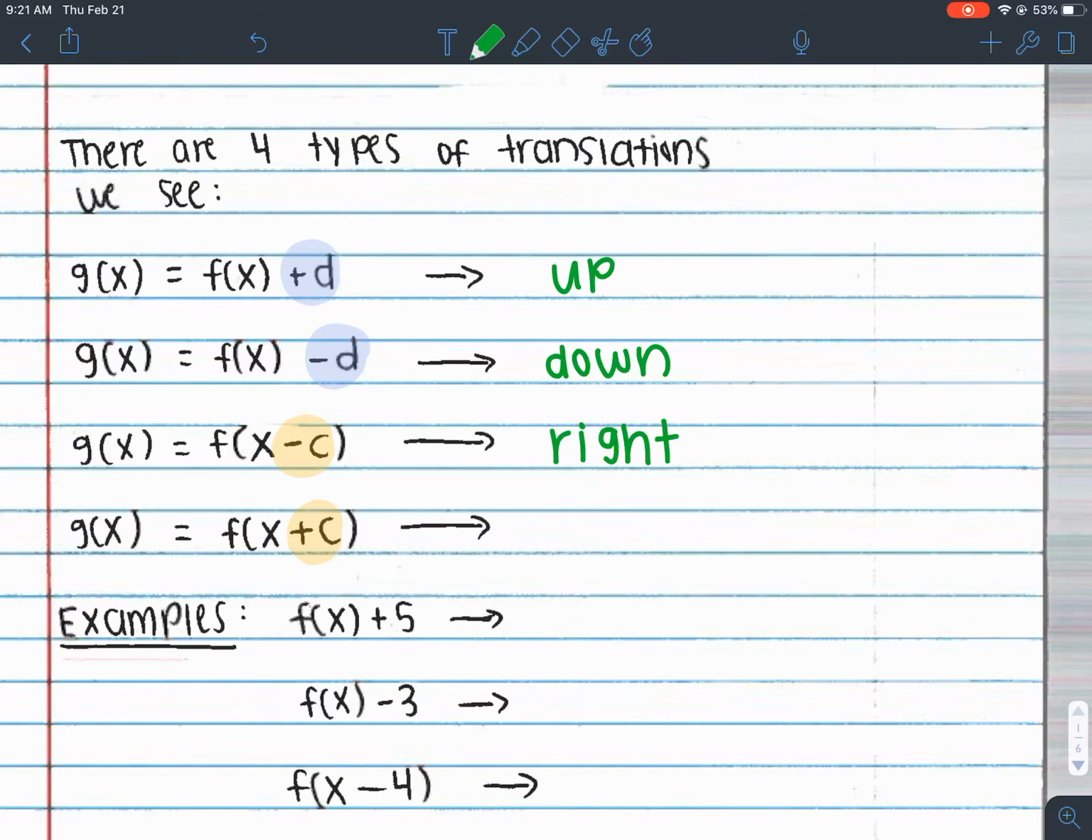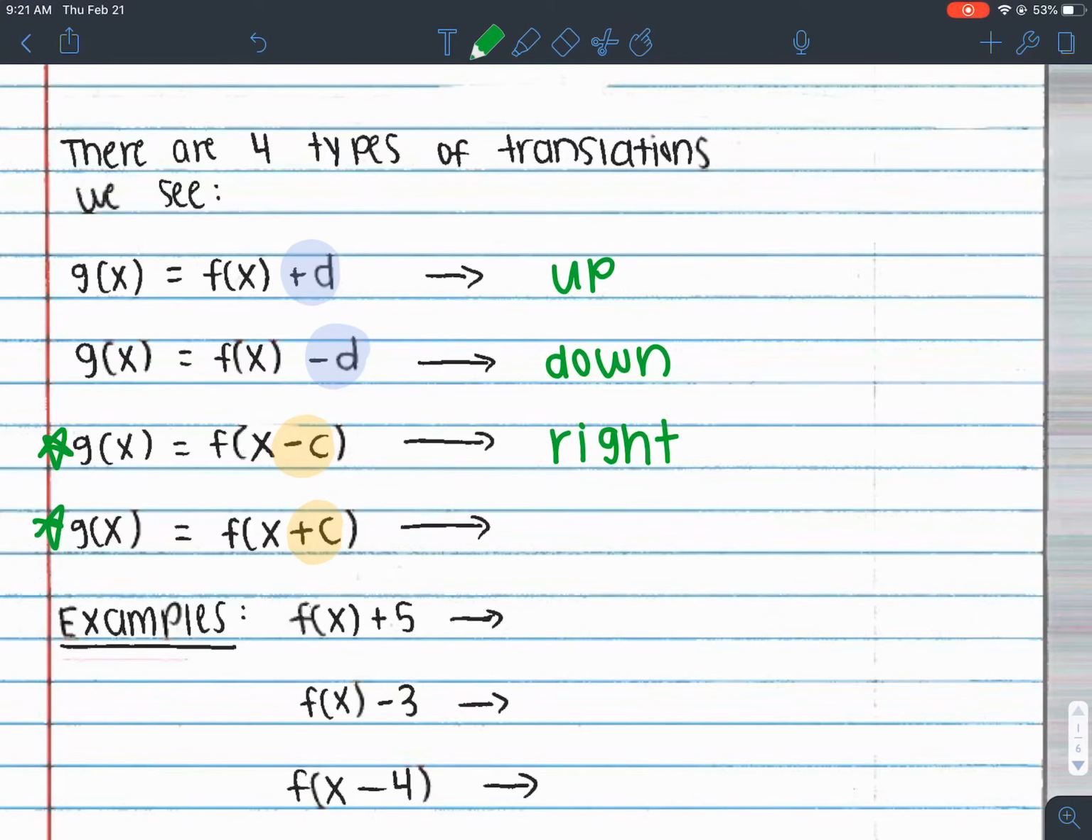Okay? Now the way you want to think about this is that your parentheses are like a house, okay? So in the first two, these two guys up here with the d's, plus d and minus d, those are outside of your parentheses, right? Whereas the second two, minus c and plus c, are inside the parentheses. So think of it like a house, okay? You're trapped in your house with your ex, right? This is your ex. Like your ex-boyfriend, ex-girlfriend, whoever. You're trapped in the house with them, so they're gonna tell you what to do.